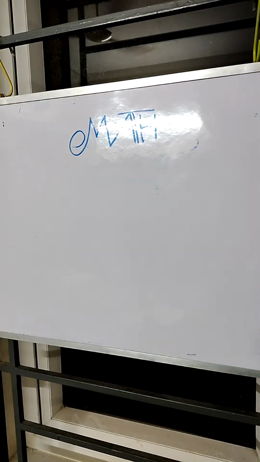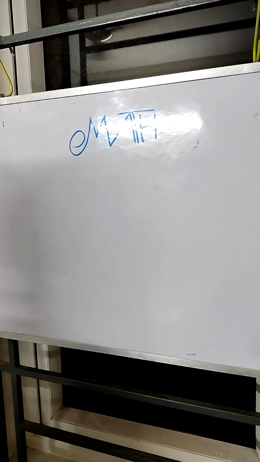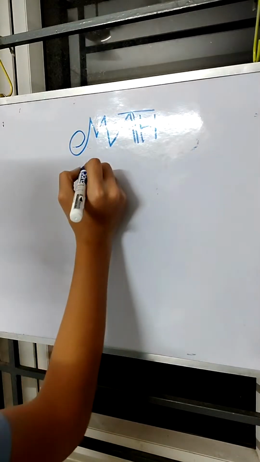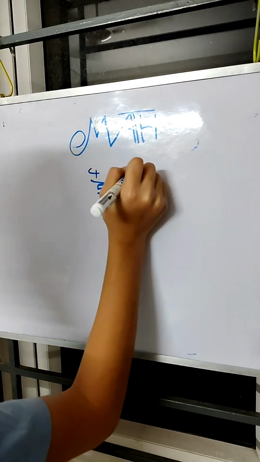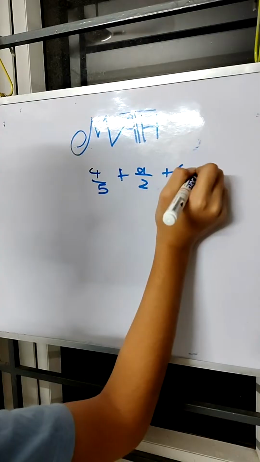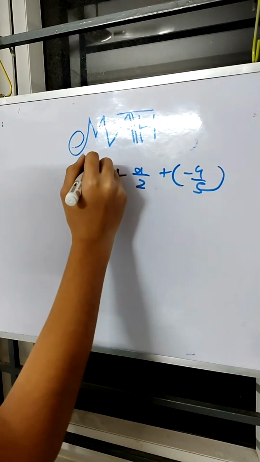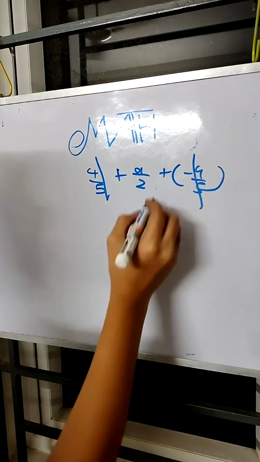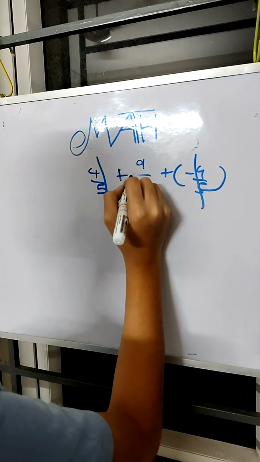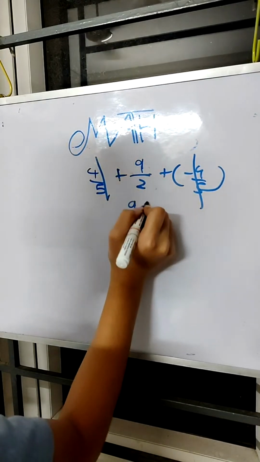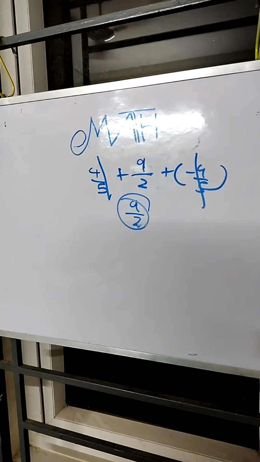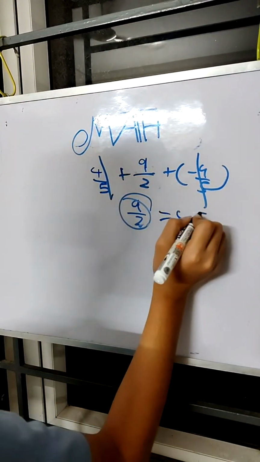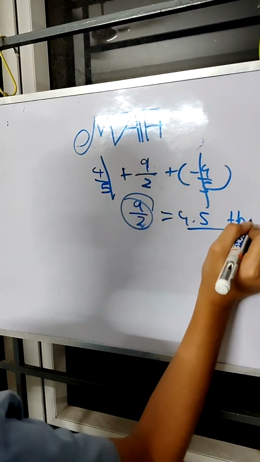So, next question. Now, simplify 4 by 5 plus 9 by 2 plus minus 4 by 5. We notice that 4 by 5 and minus 4 by 5 are additive inverses of each other, so they sum to 0 and get cancelled out. Now 9 by 2 is the only number which remains, and it is the answer. Or specifically, the answer is 4.5 to be precise.